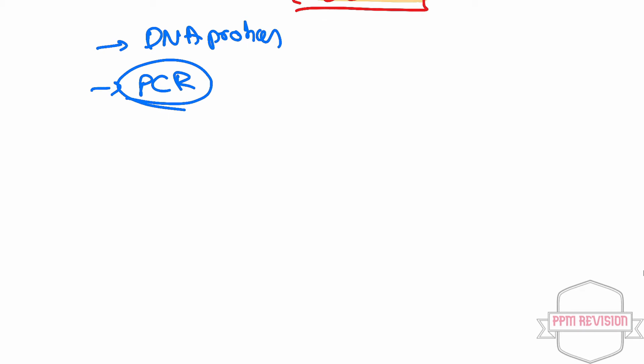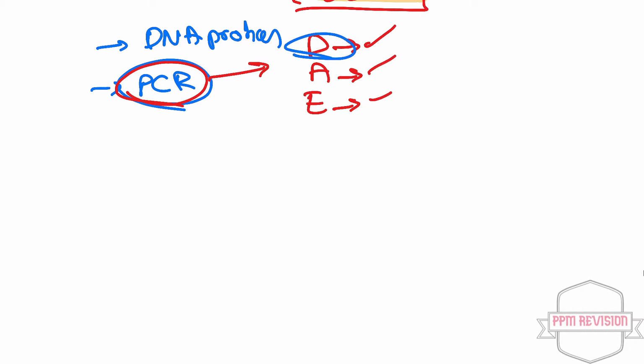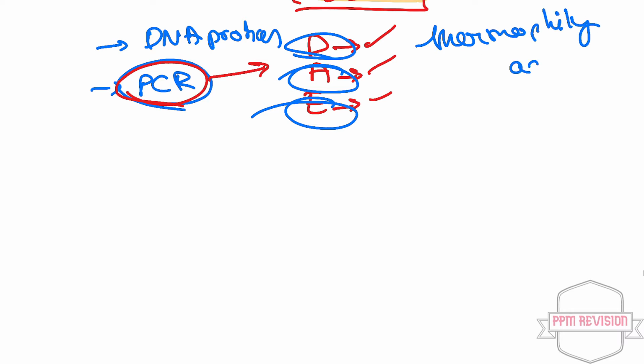PCR separately can be asked as an MCQ. So there we need to know the steps. That is nothing but denaturation, then annealing and extension. These are the important steps that need to be known. Here the bonds are broken. Here the primer is attached, and here it extends, and then you have Thermus aquaticus, which is used. Okay, so not going into detail.